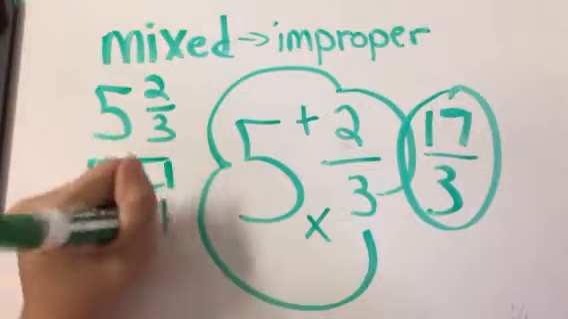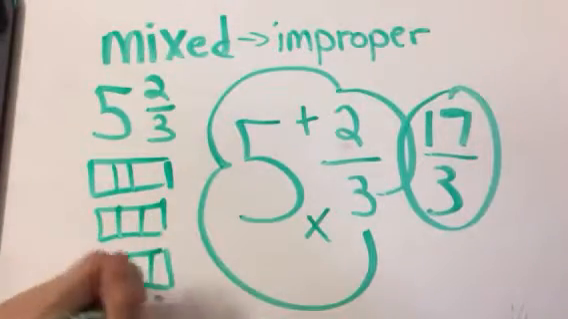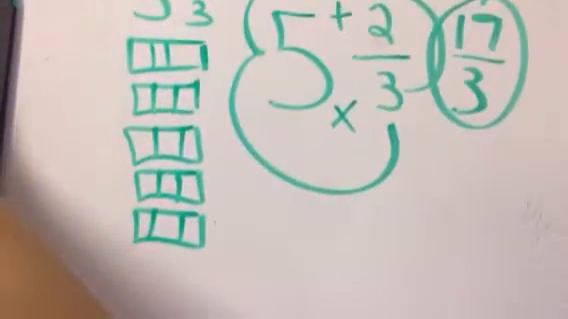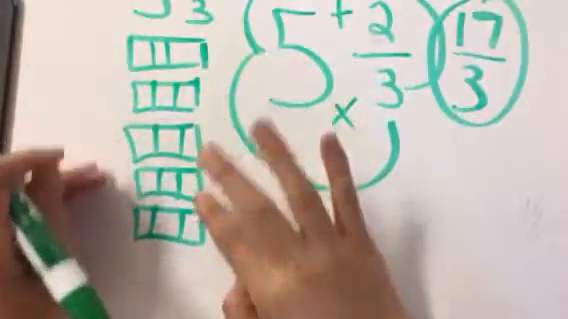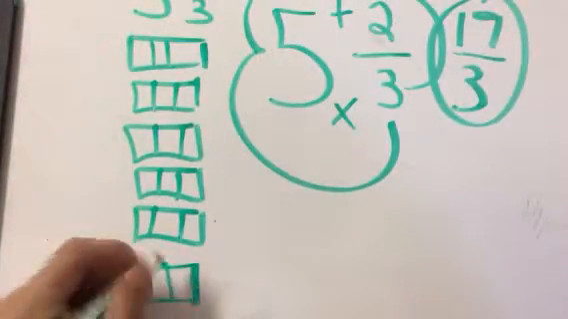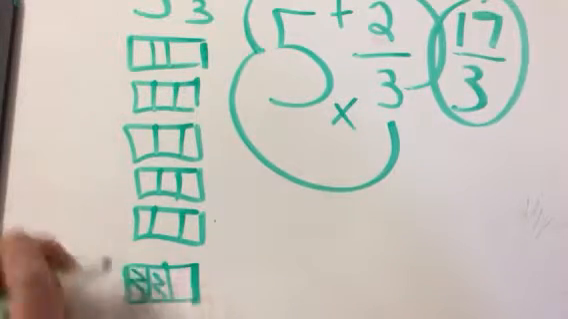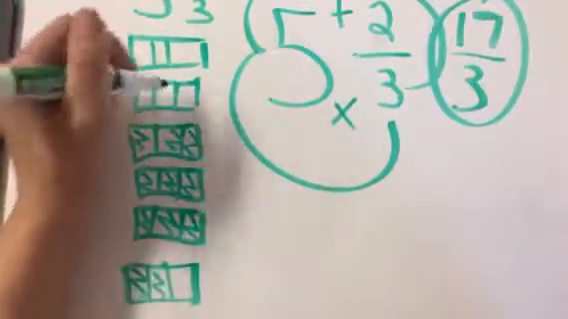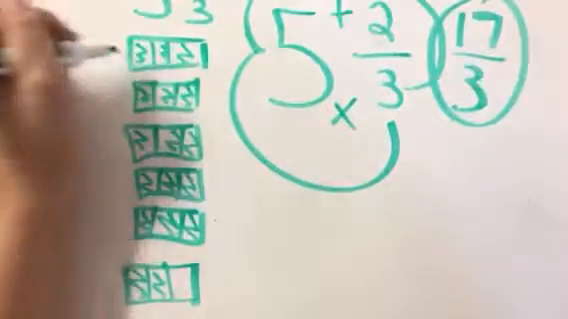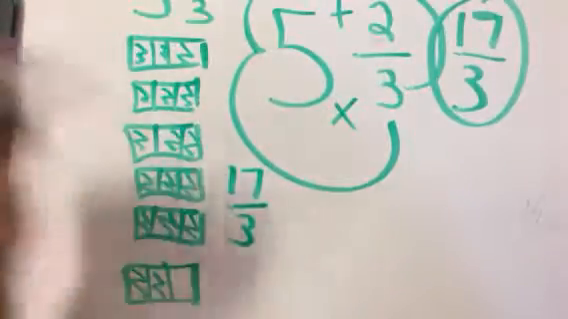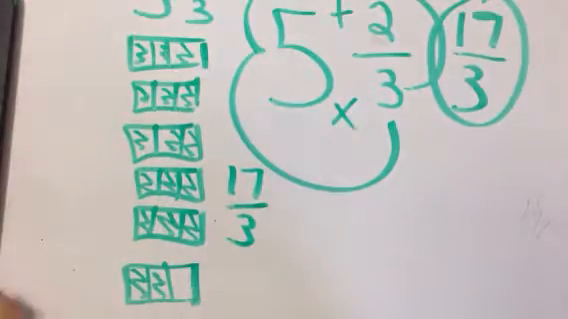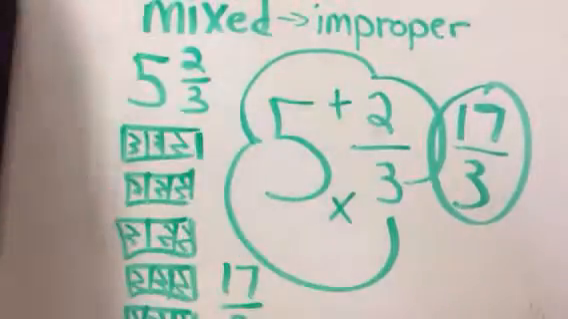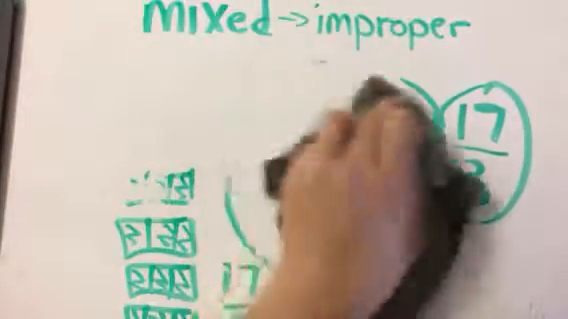If you wanted to do it the drawing way, you could have drawn 5 wholes and then 2/3. So here I have 1, 2, 3, 4, 5 wholes, and then 2/3, which would have been equal to 1, 2, 3, 4, 5, 6, 7, 8, 9, 10, 11, 12, 13, 14, 15, 16, 17 thirds, or 17 thirds. Like I said before, this way is a lot easier. Let's just do one more example.